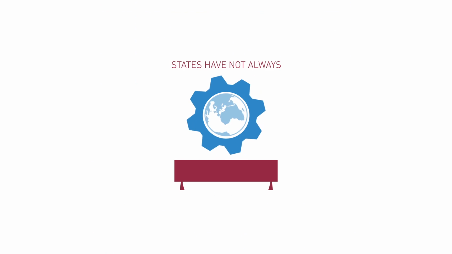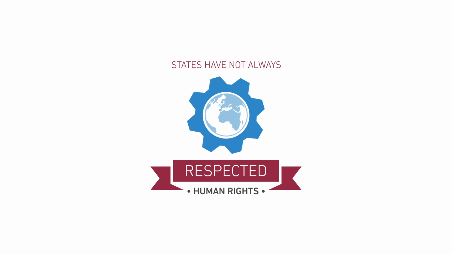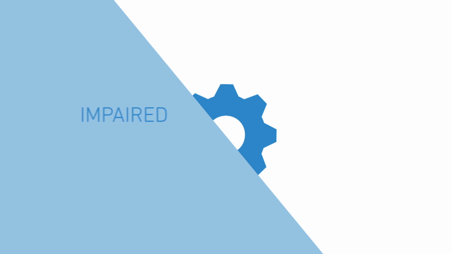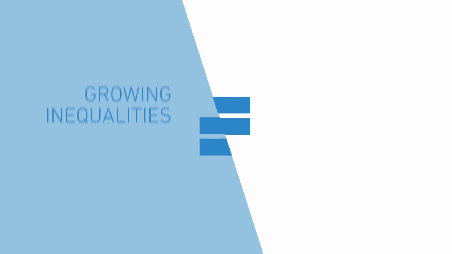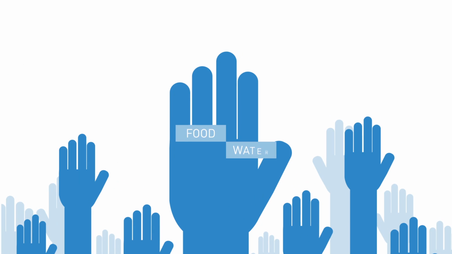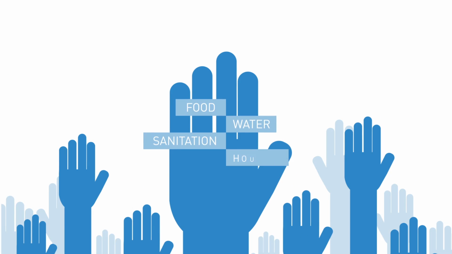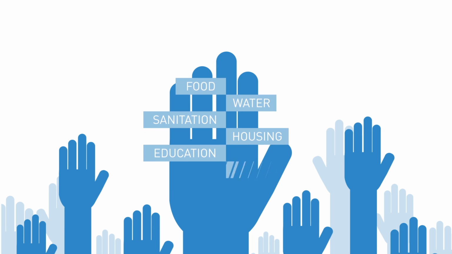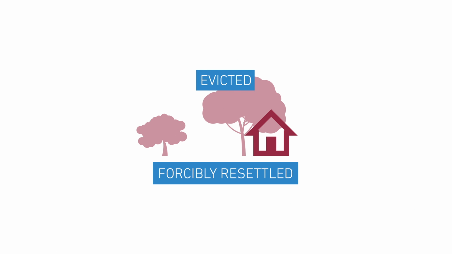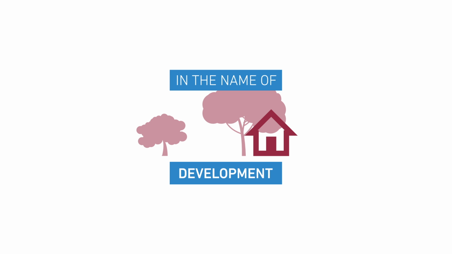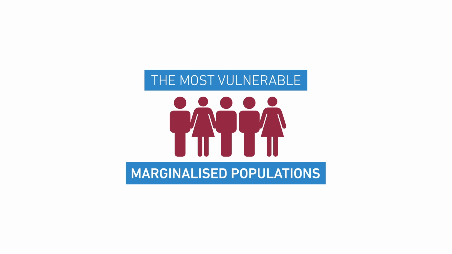States have not always respected human rights in their development decisions. This has impaired development and contributed to growing inequalities. It has led to decisions that have denied basic rights such as food, water and sanitation, adequate housing, education, and health. People have been evicted and forcibly resettled from their lands in the name of development. The most vulnerable and marginalized populations bear the brunt of development policies gone wrong.